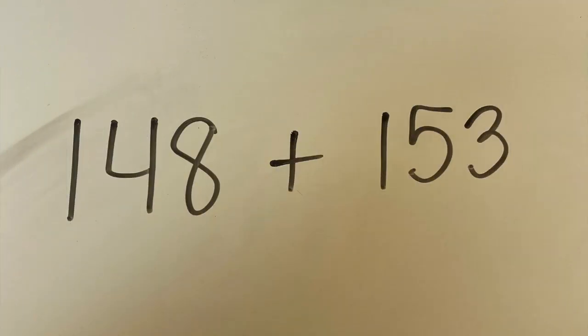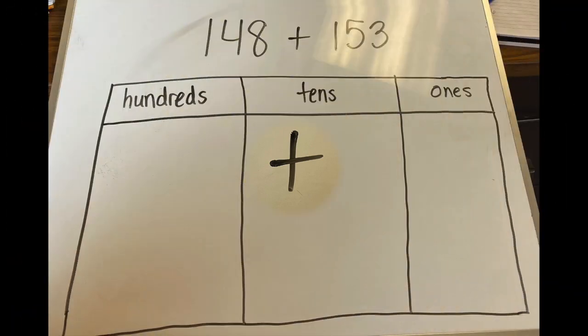We're going to be trying out our models strategy with this addition problem using 3-digit numbers. We have 148 plus 153. So first I'm going to draw a table, and I'm going to separate this table by hundreds, tens, and ones. And I like to make my table nice and big just so that it can stay nice and organized, and then it won't get too confusing and things won't be all squished together. You'll see how well it works out.